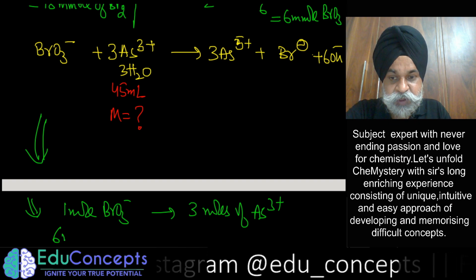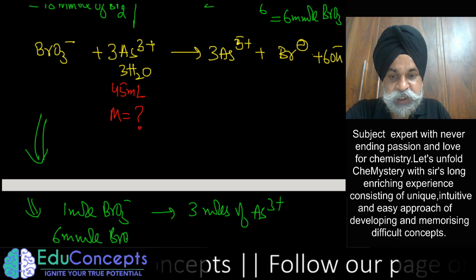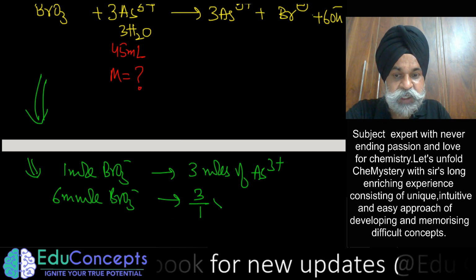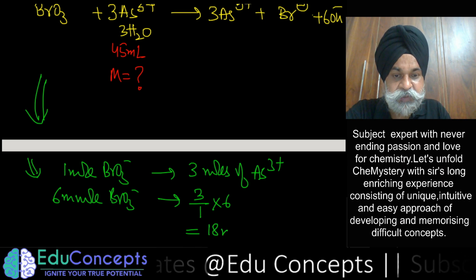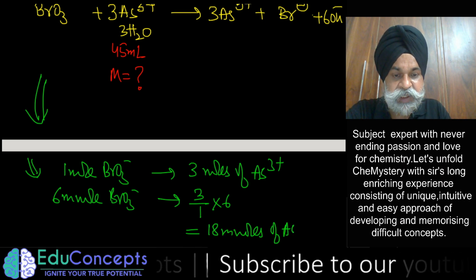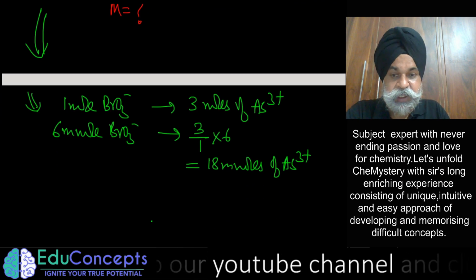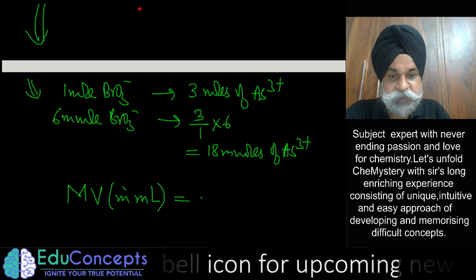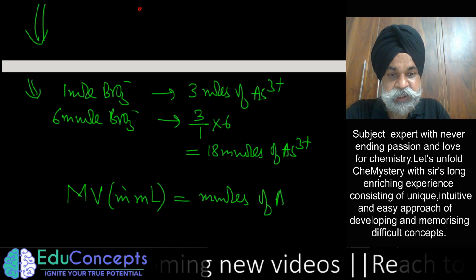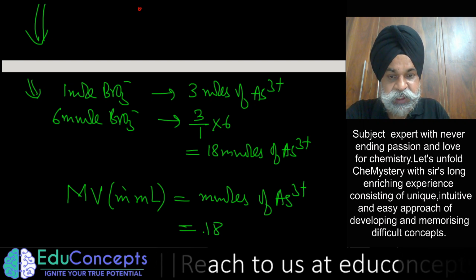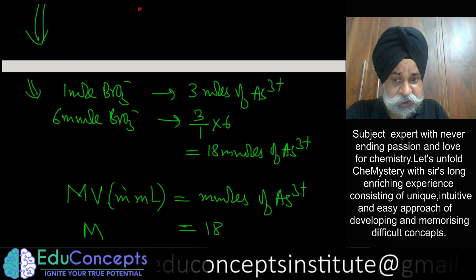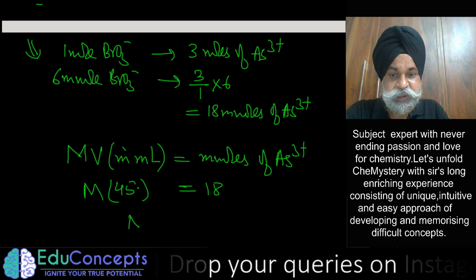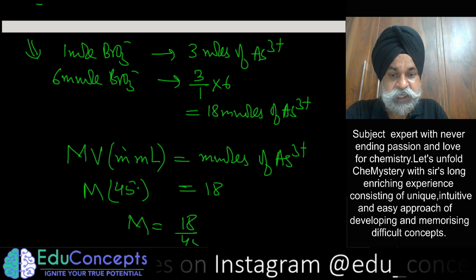So if you have 6 millimoles of BrO3 negative, how much would be required? It would be 3 by 1 into 6, that is 18 millimoles. 18 millimoles of arsenic 3 positive is required. Okay, so molarity into volume, if volume is in milliliter, is equal to millimoles. Arsenic millimoles are 18. Molarity we want to find out, volume in milliliter is 45. So the molarity comes out to be 18 by 45.